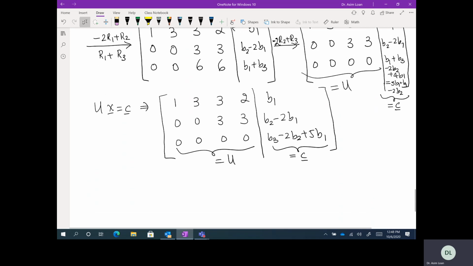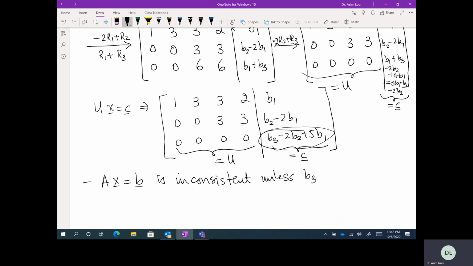So this system of equations, so Ax equals b, is inconsistent unless this side is equal to 0, because this is 0 times x. Unless this thing is 0, this won't have a solution. So unless b3 minus 2b2 plus 5b1 equals 0, because this will be 0 times x equals 0. So unless this side is 0, this will not have a solution.